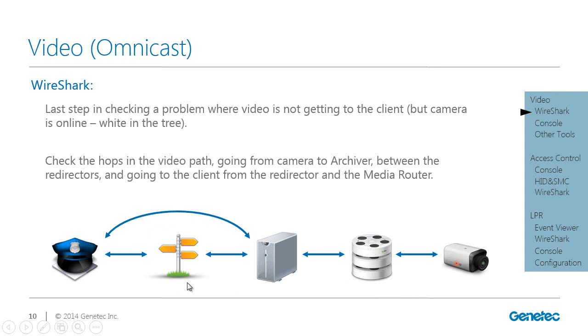Now, when we're looking at this kind of issue, the camera should appear as online in Security Center, so the icon and text should be white. If it's in red, the camera is offline, and we're looking at something a little bit different here.